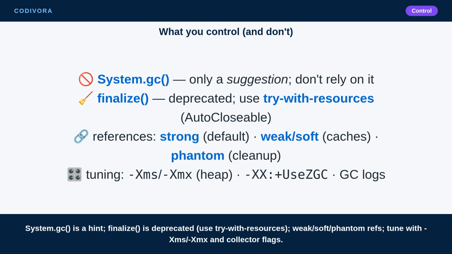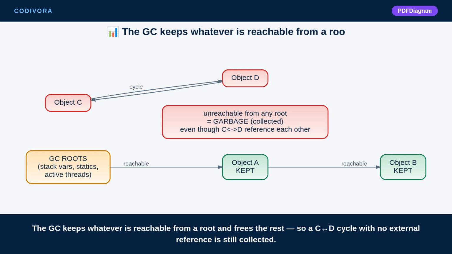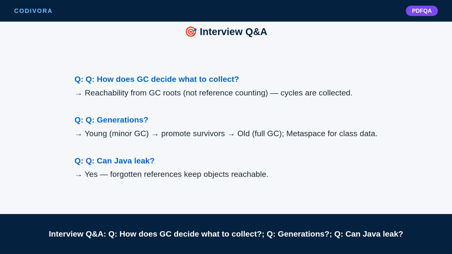The GC keeps whatever is reachable from a root and frees the rest. So, a C <-> D cycle with no external reference is still collected. Interview questions on this. Rapid fire.